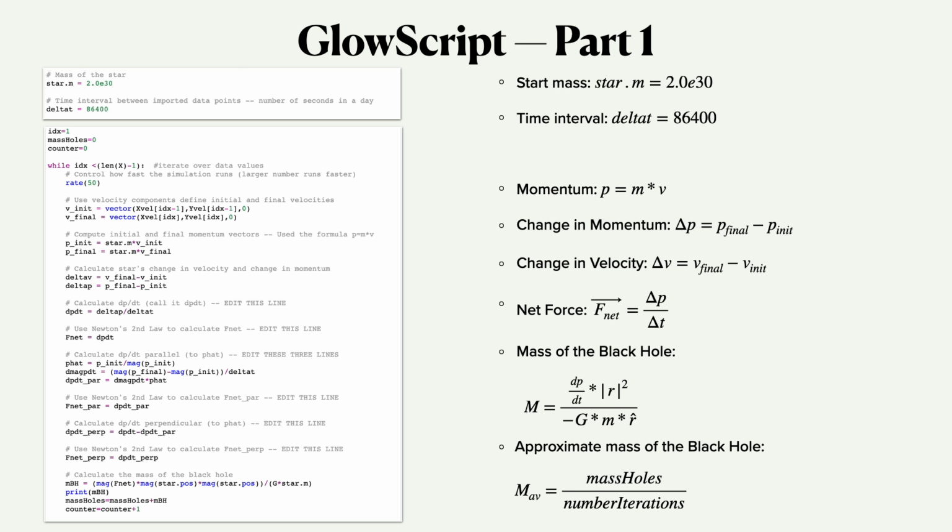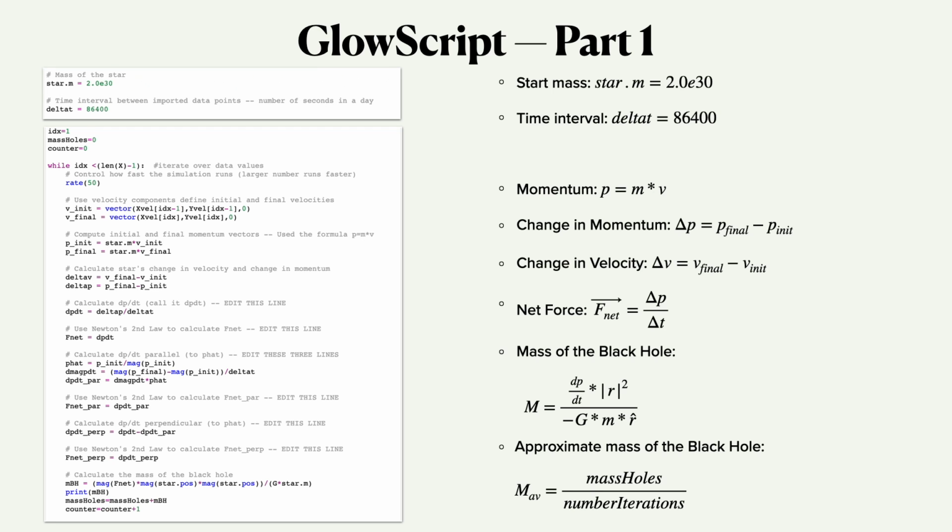To complete the first part of the lab, I had to modify several lines in the GlowScript starter code. First, I changed the star mass to the one given in the lab instructions and time interval to the number of seconds in 1 day. After that, I modified initial and final momentum vectors using the formula for the momentum, which equals the mass multiplied by the velocity. Knowing these values, I found change in momentum and then the net force using the formula net force equals the change in momentum over change in time.